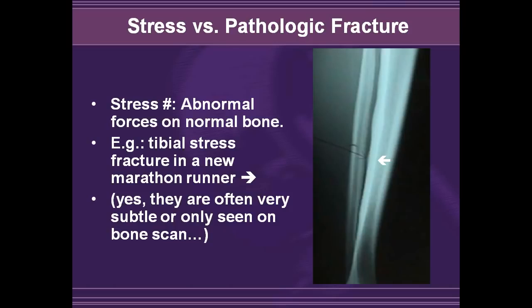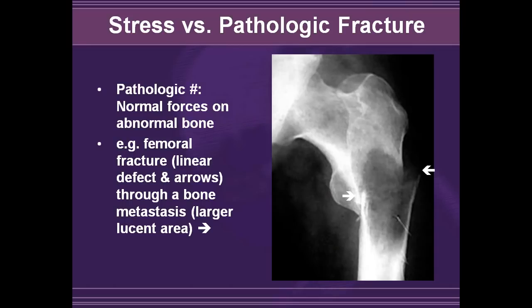As mentioned earlier, a stress fracture is an abnormal force on a normal bone. For example, tibial stress fractures in marathon runners. Whereas a pathologic fracture is a normal force on an abnormal bone. In this example here, the patient has a lytic lesion in the bone and there is a fracture through it. The bone may be pathologic with a benign lesion or a metastatic or malignant lesion.